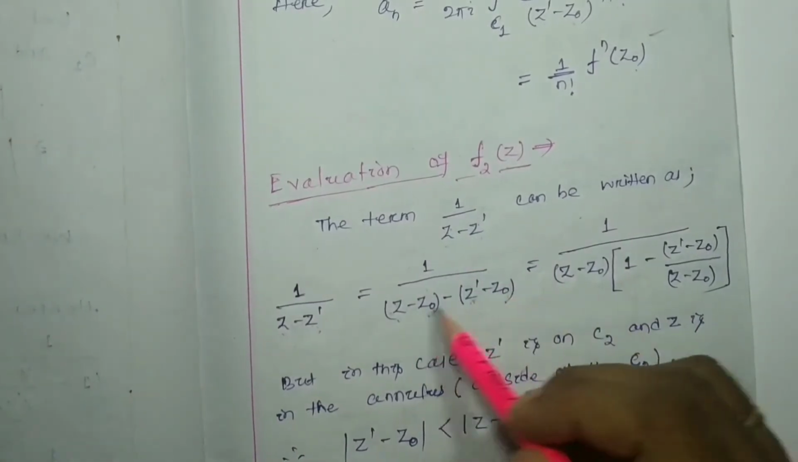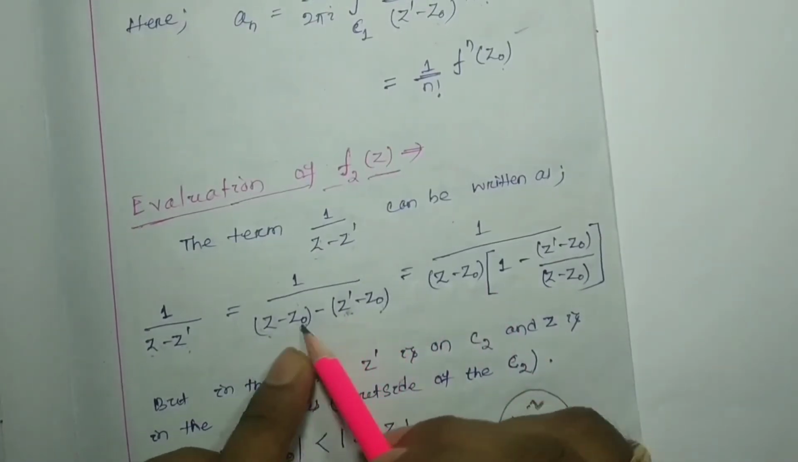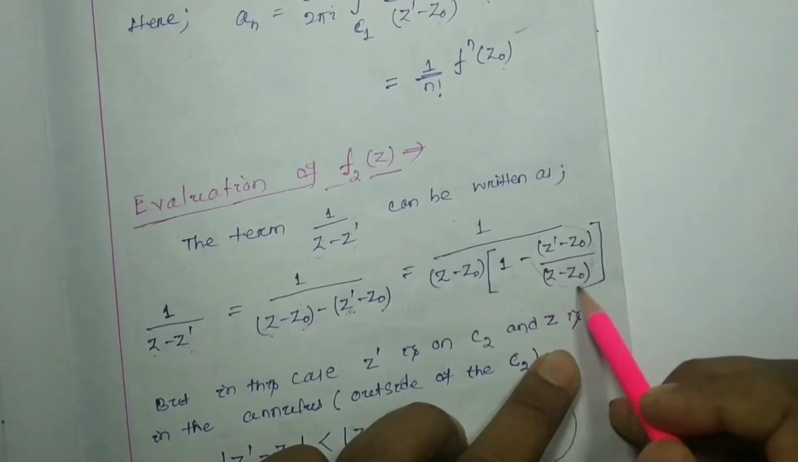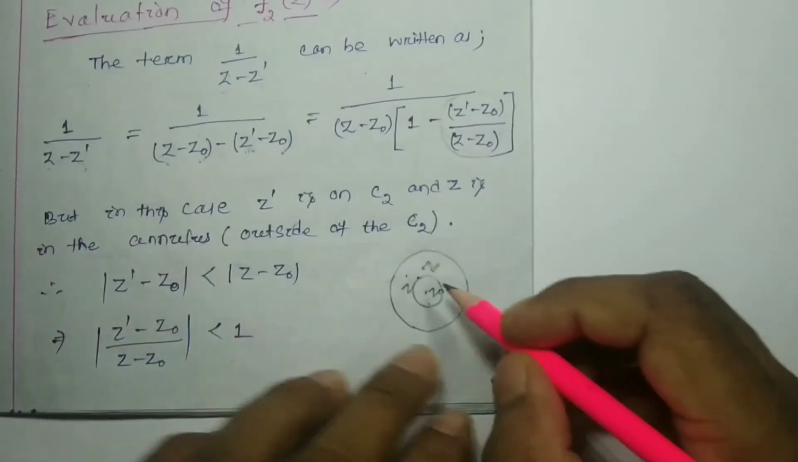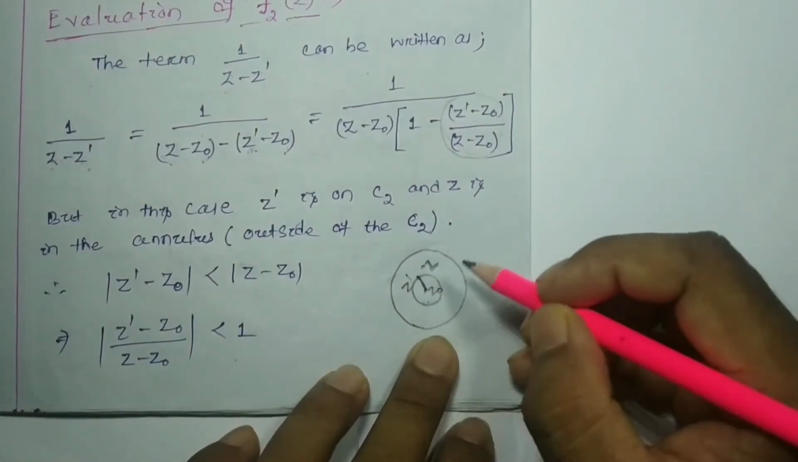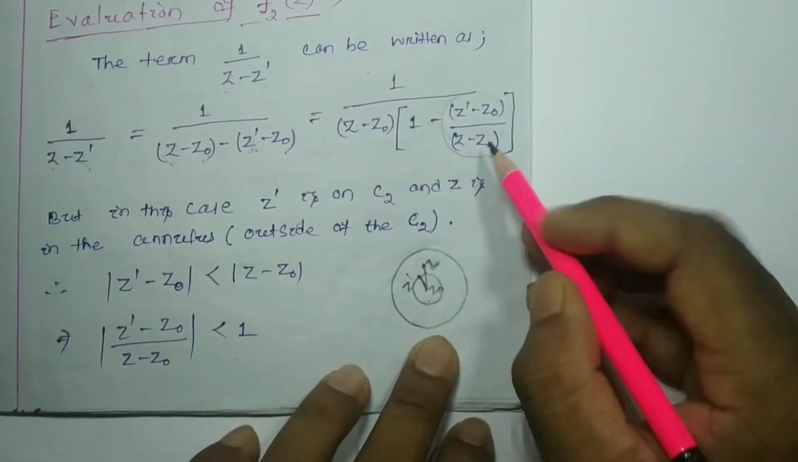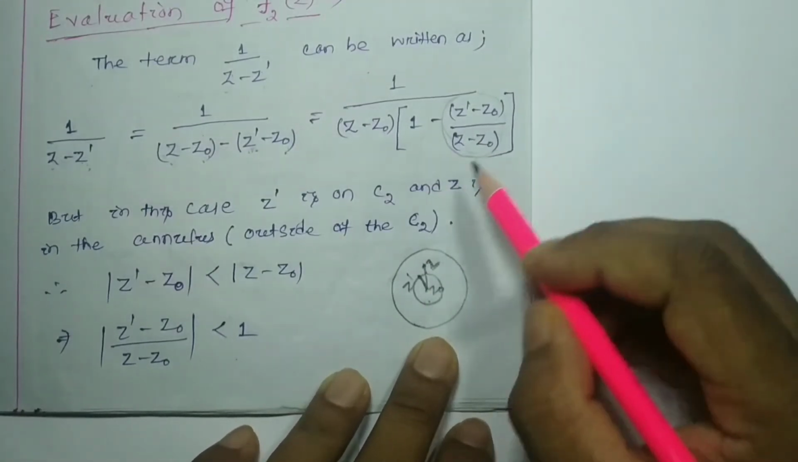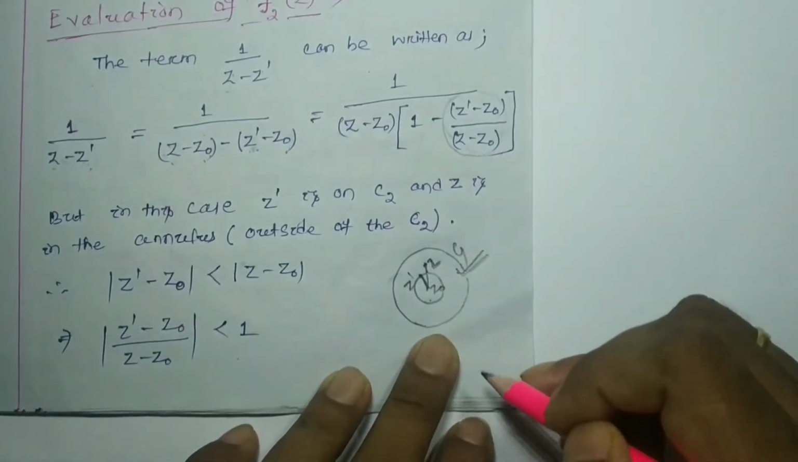If we do so, then whenever we take common z minus z0 from these two terms, this term will be less than 1. See, z dash minus z0 means what? This length, z dash minus z0, and z minus z0 is this length. So z minus z0 is the larger length for this case, because the outer side is C1 and the inner side is C2.